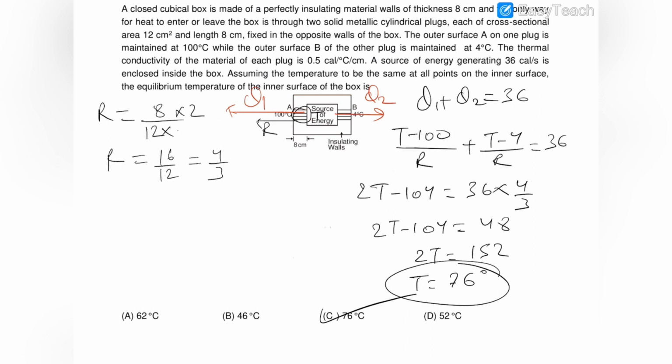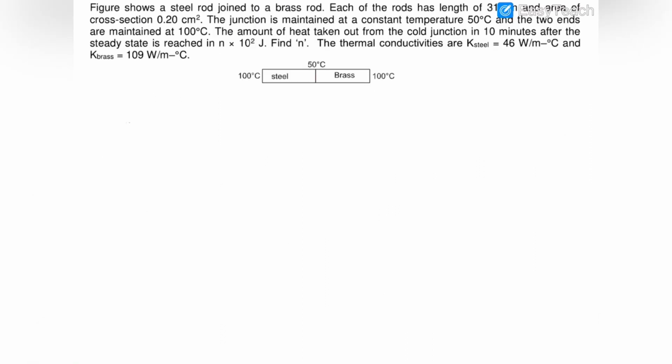Now we move on to the next question. In this question, you can see that there are two rods, one of steel and one of brass. The left end of this steel rod is maintained at a constant temperature of 100 degrees Celsius, and the right end of this brass rod is maintained at a temperature of 100 degrees Celsius. Now the junction is maintained at a temperature of 50 degrees Celsius, which means that heat will be flowing in this direction. This is Q1 and this is Q2.